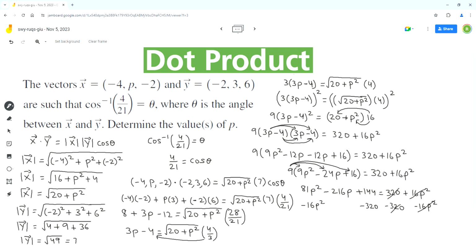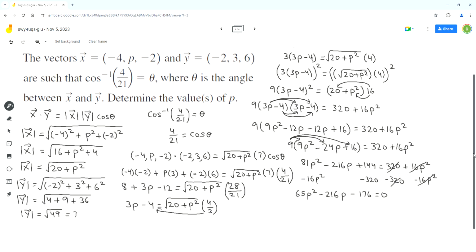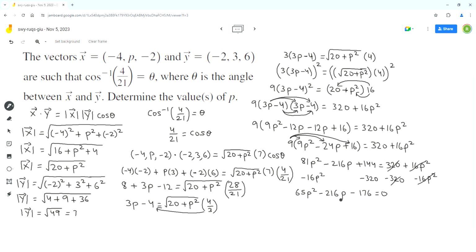So on the left side we have to do 81 minus 16, which is equal to 65. And then we have to do 144 minus 320, which is equal to negative 176. So this is a quadratic equation we have to solve. We can use quadratic formula to solve this equation because it won't be easy to factor this equation.